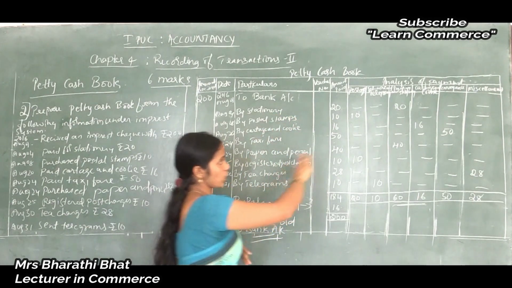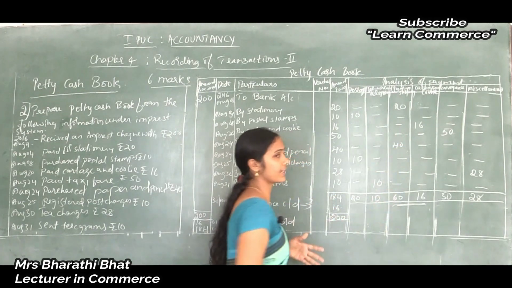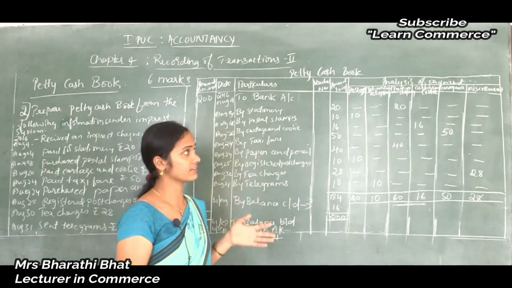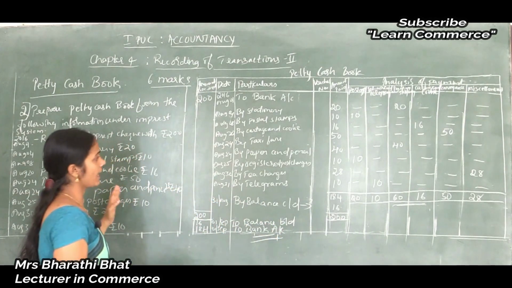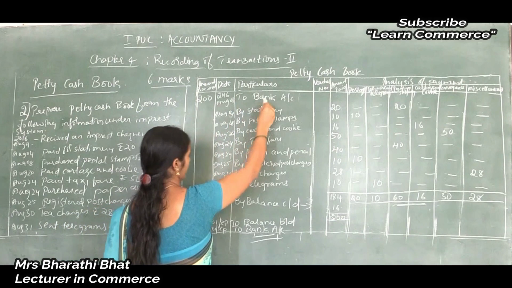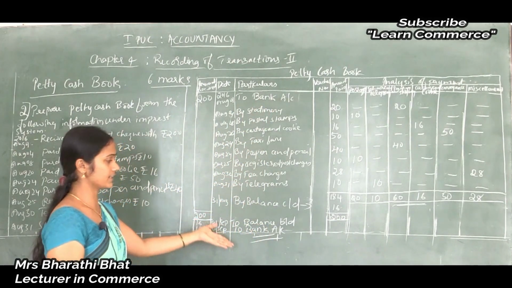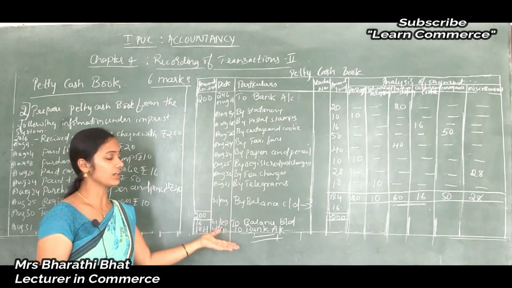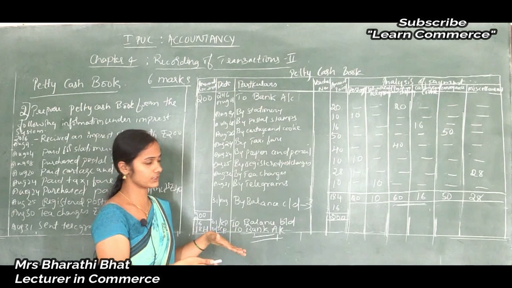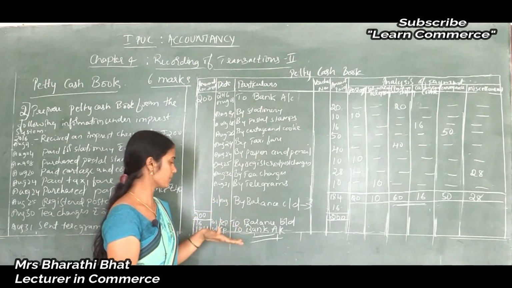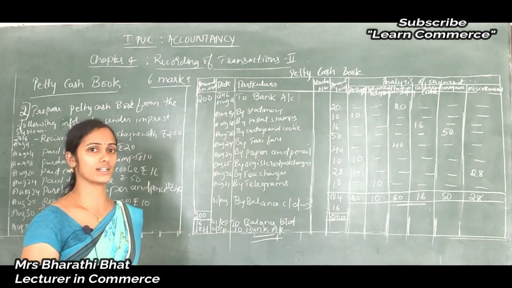These columns are like postage, telephone and telegram, printing and stationery, cartage and coolie, conveyance, miscellaneous, like that. Okay. So the rest are all the same. If a cheque comes, just write to bank, or if cash, then to cash received. Then carried down above the total, brought down below the total: carried down at the end, brought down at the beginning of the period. I hope you understood this.